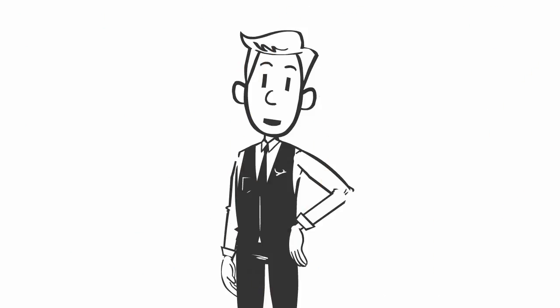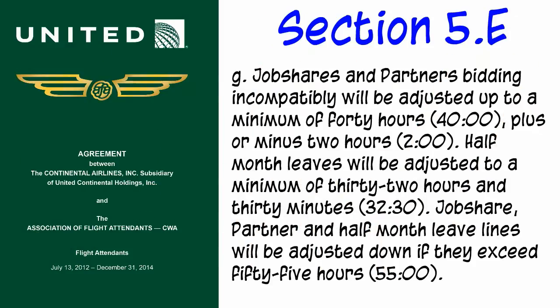Are you job sharing or have a partnership? Here's something to keep in mind. Job shares and partner bidding incompatibility will be adjusted up to a minimum of 40 hours plus or minus 2 hours. Half-month leaves will be adjusted to a minimum of 32.5 hours. Job shares, partners, and half-month leave lines will be adjusted down if they exceed 55 hours.